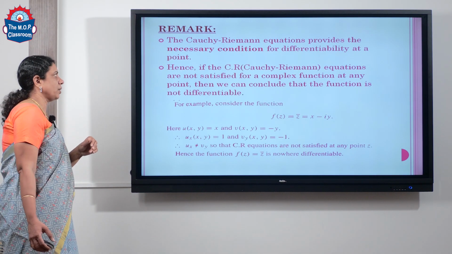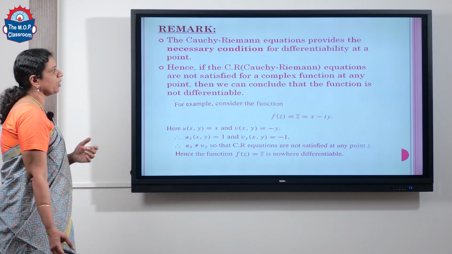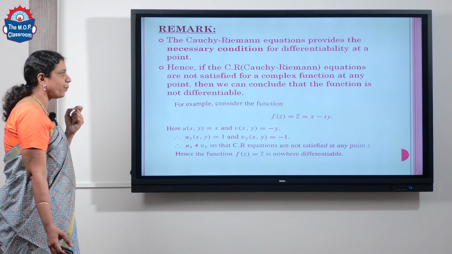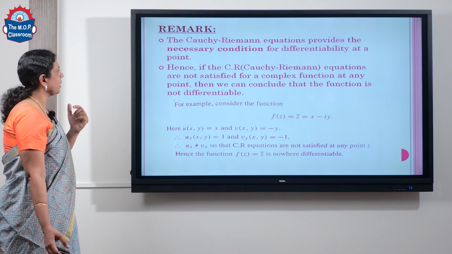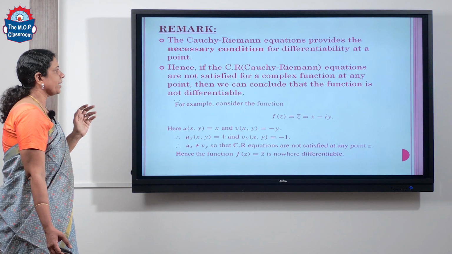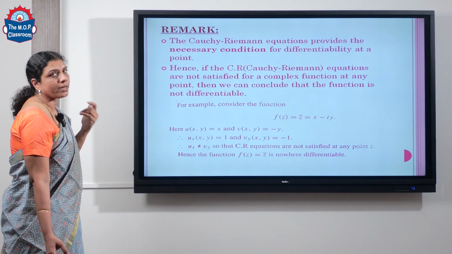So what we already discussed is that the Cauchy-Riemann equations provide only the necessary condition of differentiability at a point. Next, if the CR equations are not satisfied for a complex function at any point, then we can conclude that the function is nowhere differentiable.